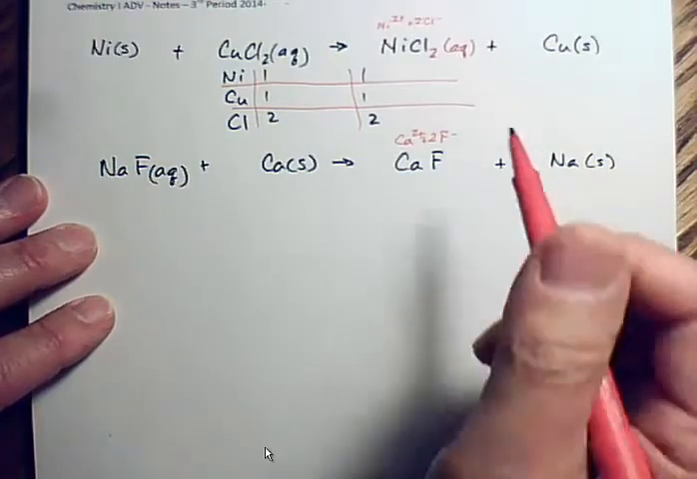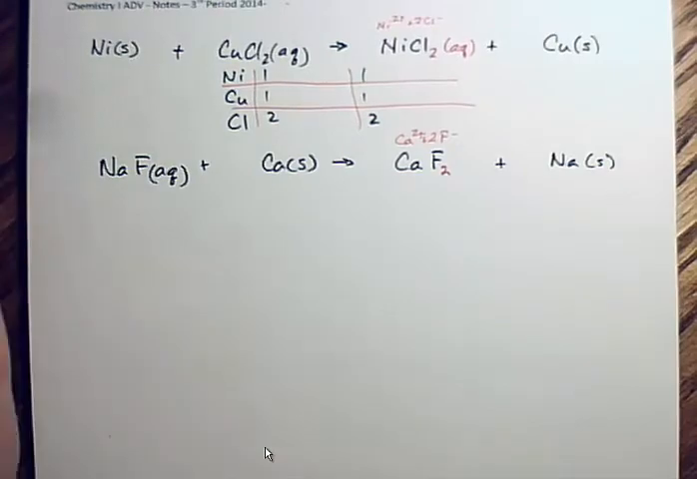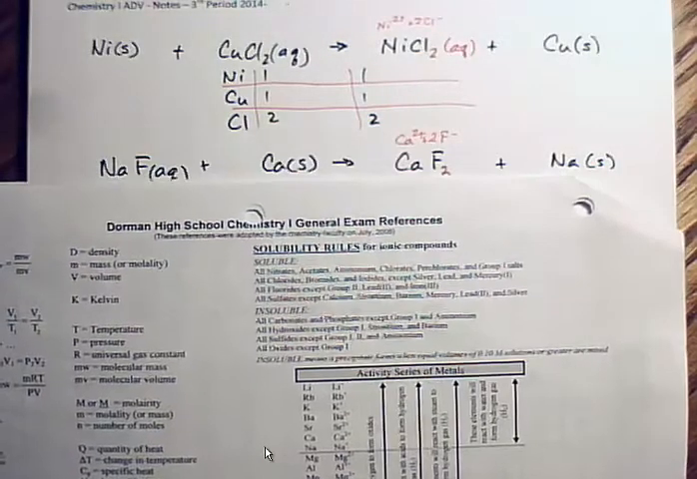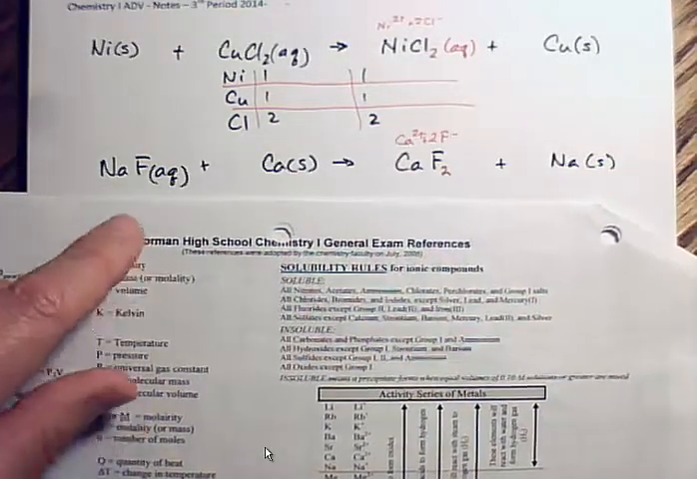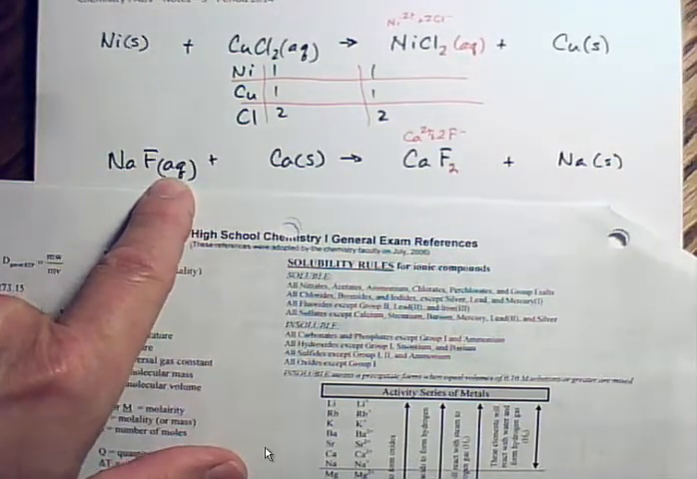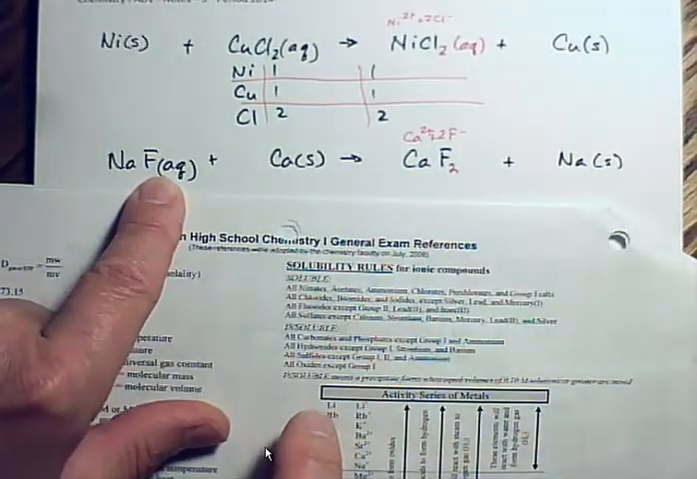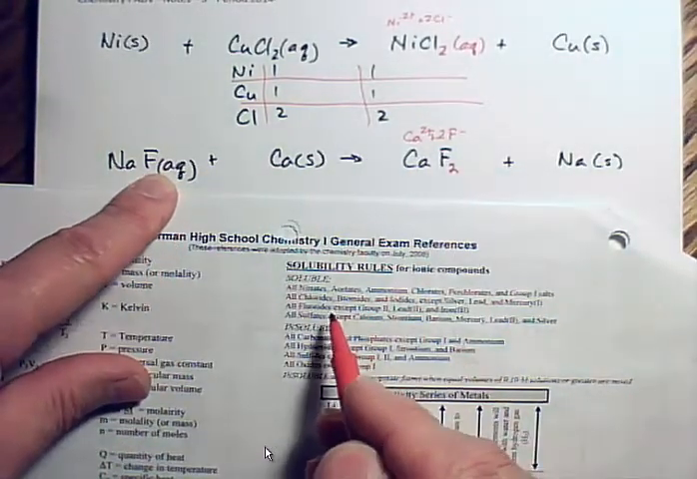And to balance the formula, then I need 2 fluorines written like this. Now we're going to look at the solubility rules to determine whether or not this is going to be soluble or not, an aqueous. So there is water around. We know that because there's an AQ next to this compound. That means that this whole thing is taking place in an aqueous environment.